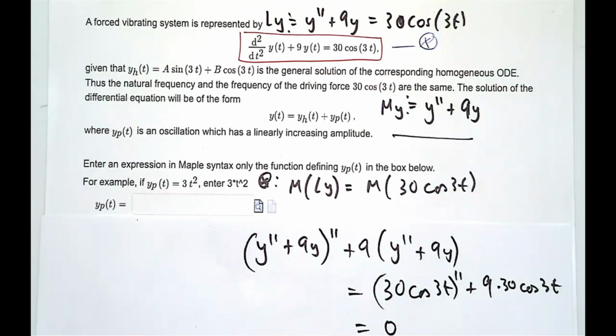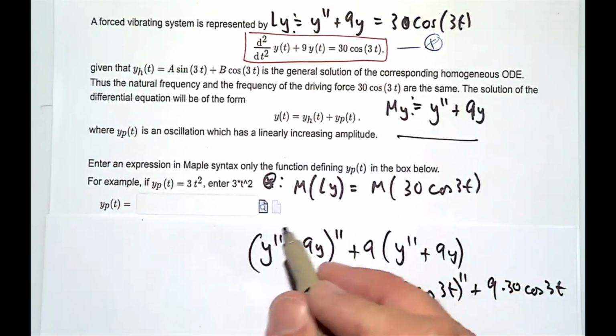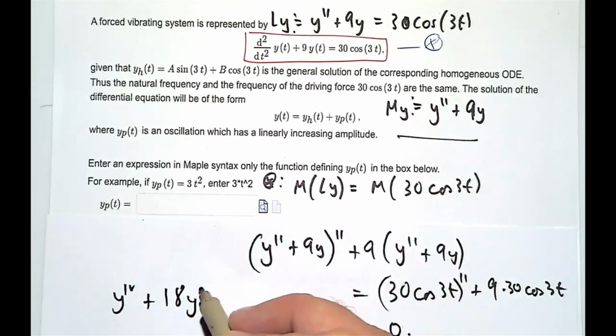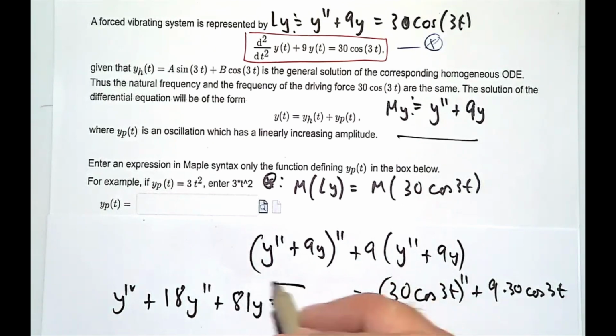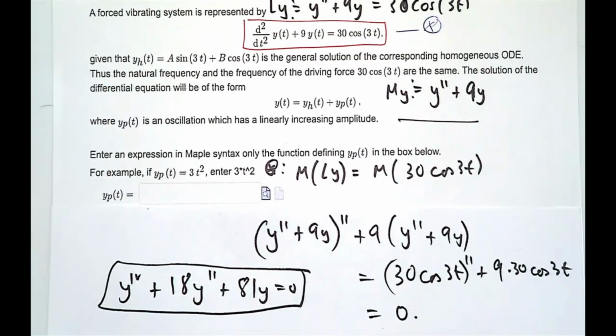So what are we going to get? Well, we're going to get something like this. That's going to be y to the 4th. You're going to get 18 y double prime plus 81 y equals 0. So congratulations, everybody. We have a homogeneous problem now. We have a homogeneous problem. So what do we do with homogeneous problems? Characteristic equation. Yeah? Characteristic equation.